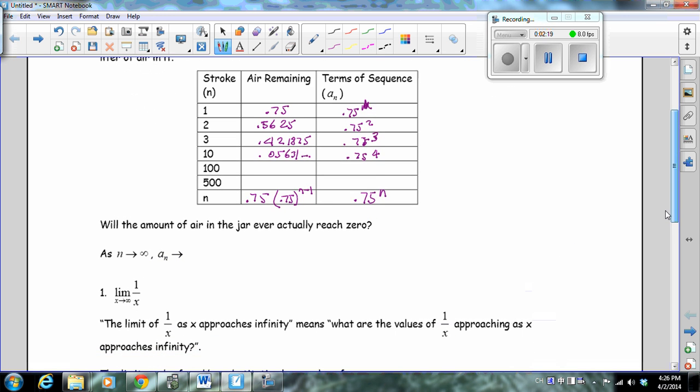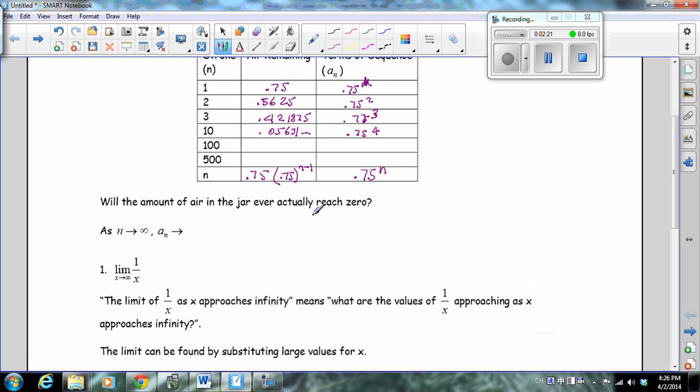The question here says, will the amount of air in the jar ever actually reach 0? The answer will be no. Why? Because you're just taking 25%, you still have 75% of the amount left over, meaning you will never take the whole thing. So as n approaches infinity, s of n will approach 0.